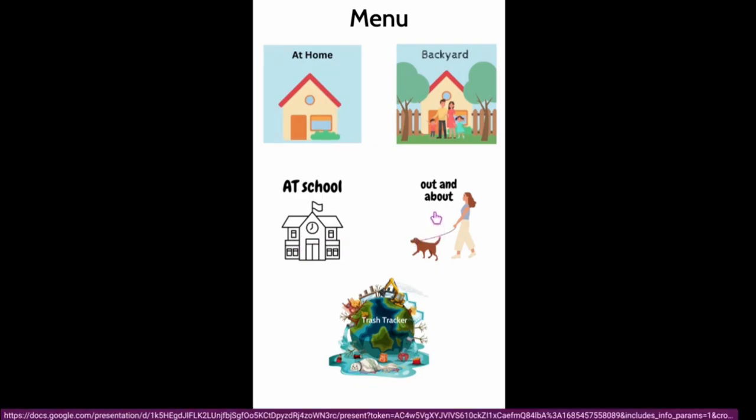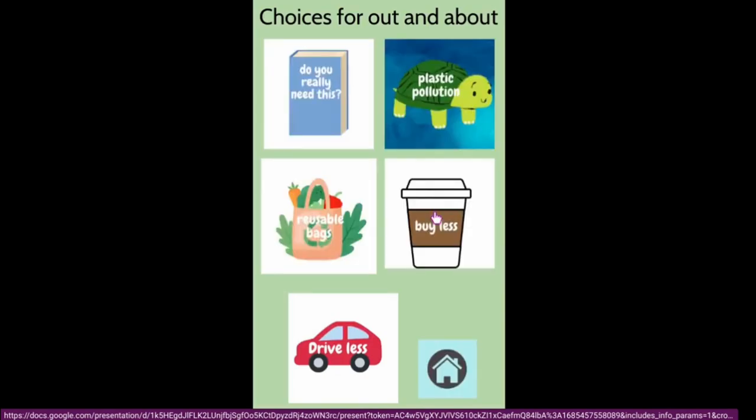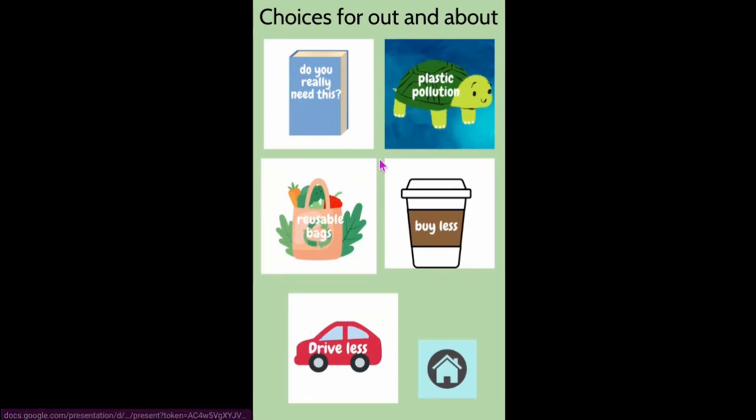Let's say you want to know what you can do to take care of the planet when you're out and about. Click on the topic out and about. There are choices like, do you really need this, plastic pollution, and more. When you click on the topic, it takes you to a page that tells you more about the problems and what you can do to help solve it.